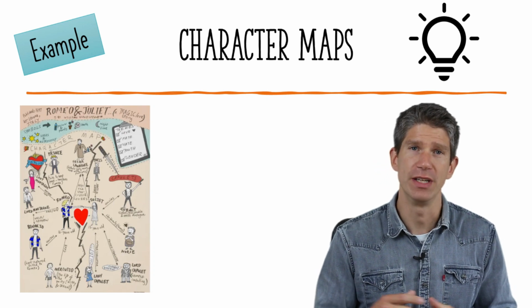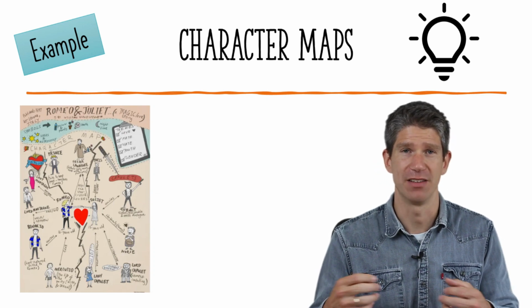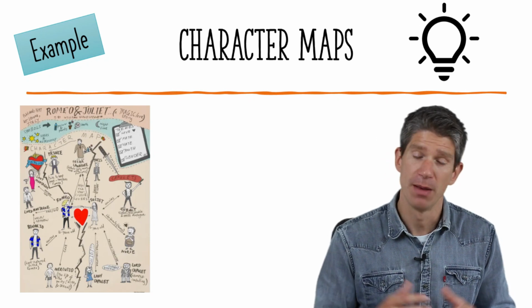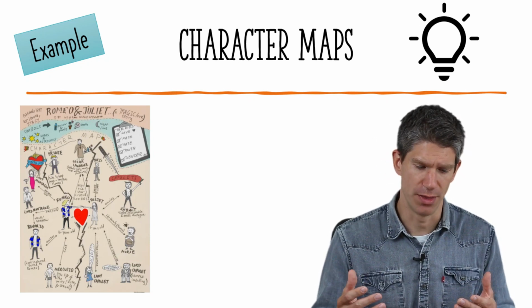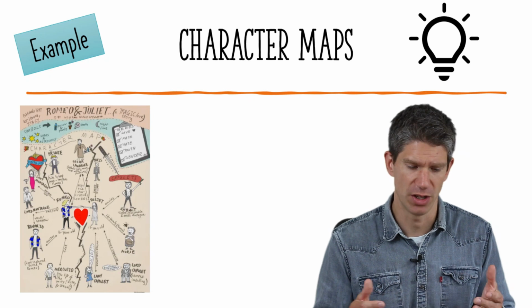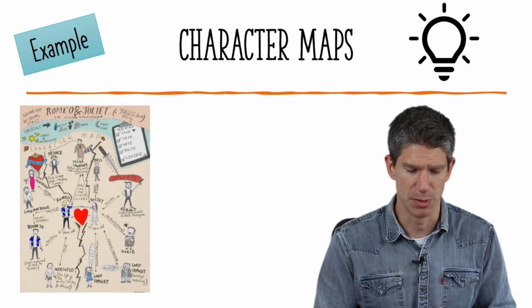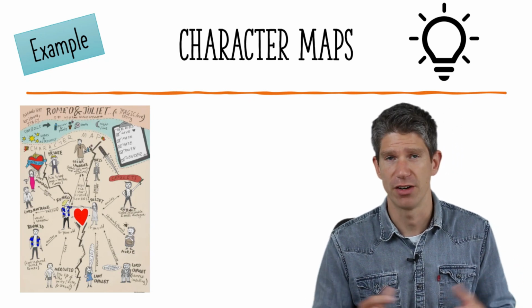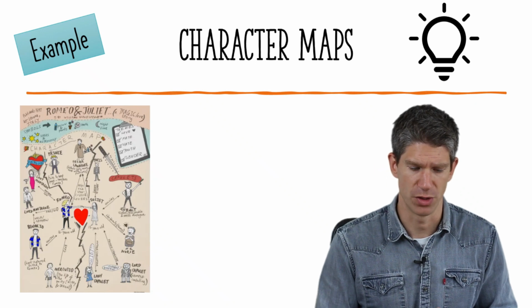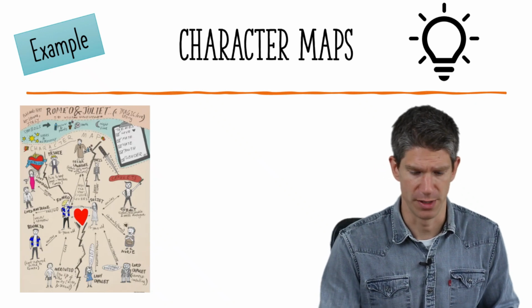This here is another example that is maybe a little bit more artistic. So it's not really only a character map, but it has drawings in it, etc. But I think it clearly shows the two main characters who love each other. It shows this divide between them. It shows the different characters that appear in the story. So it's quite helpful also, I find.